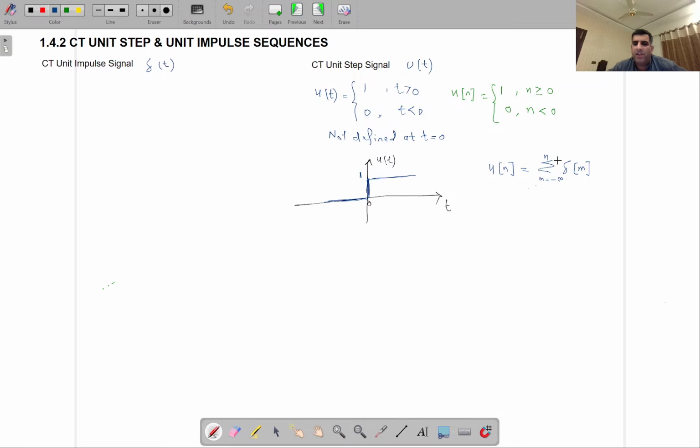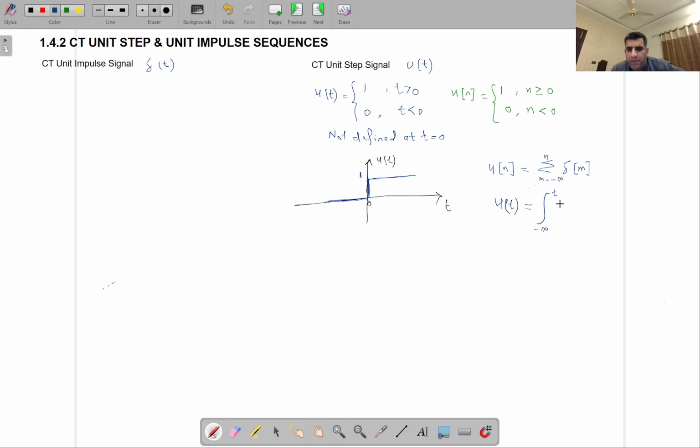This was the version which we have already seen and proved for the discrete time scenario. Using the same formula again, we can write this expression for the continuous time domain. For the continuous time domain, the expression is now going to be u of t, and then instead of the summation, you are going to have an integral, again from minus infinity to t.